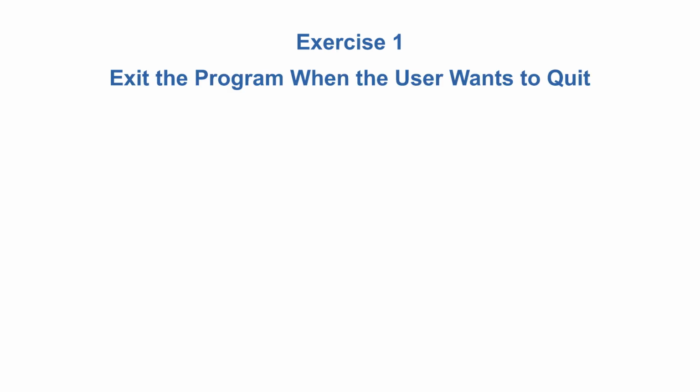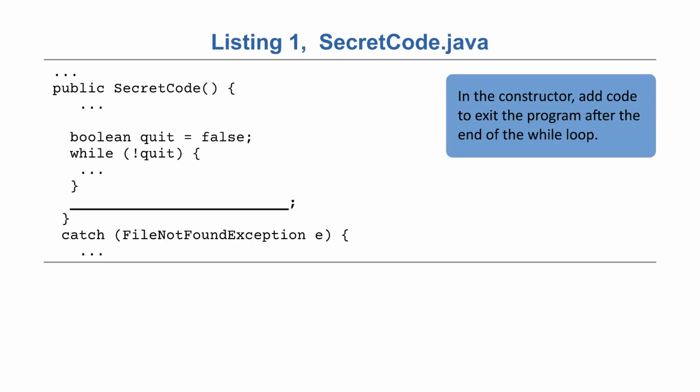Exercise 1. Exit the program when the user wants to quit. Pause the video if you need more time in any of these exercises. If you want to see how I would complete any of the listings, please refer to the completed listings at the end of this video. In the constructor, add code to exit the program after the end of the while loop. Run it. What happened? When you choose to quit the program, it should close the window and end the program.